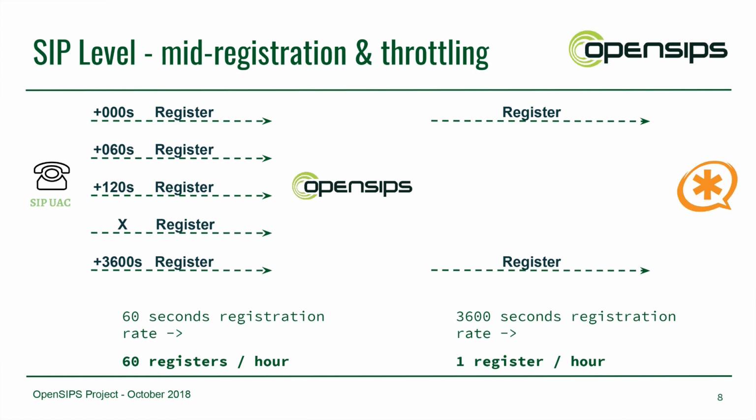So we have here the original register, and all the other ones will be absorbed until the 1 hour is done, and then it will register again into Asterisk. Of course, if the device doesn't register anymore or it's unregistered, this will be reflected on Asterisk. So we'll still have accurate registration on the Asterisk side.